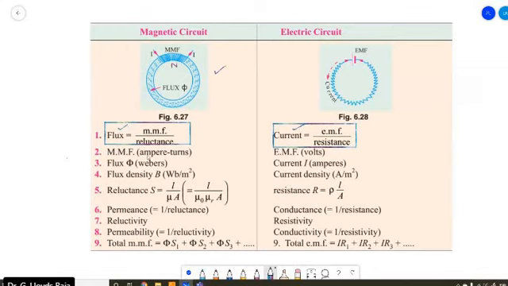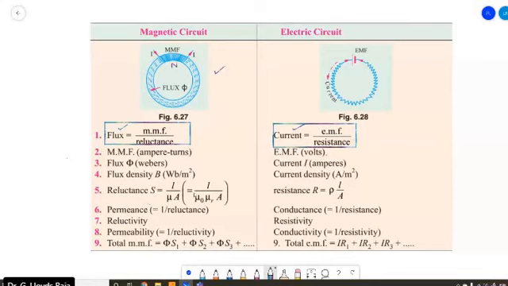The unit for MMF was ampere turns, as we discussed previously, and for EMF the unit is volts. Similarly, flux is in Webers, whereas current is in amperes. And flux density is nothing but phi by A, where A is the area. So this flux density B is given in Weber per meter square, and the current density is denoted as ampere per meter square.